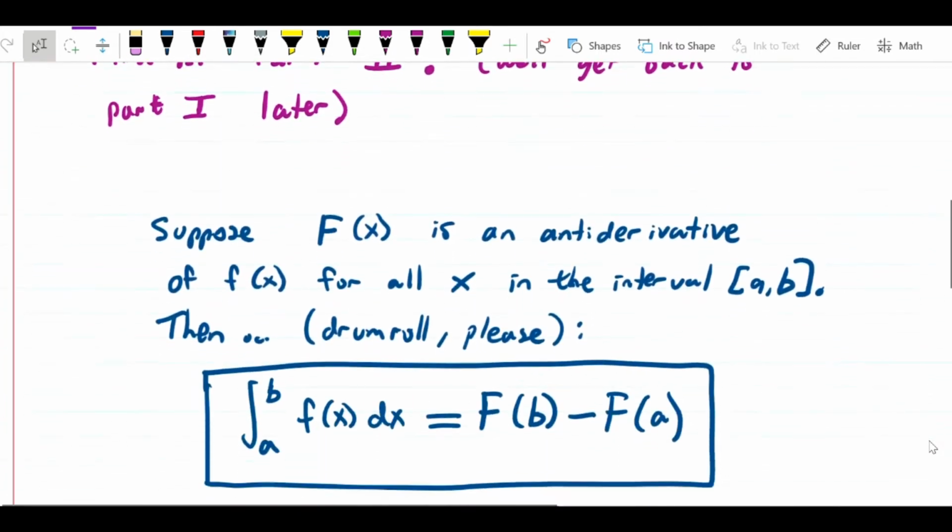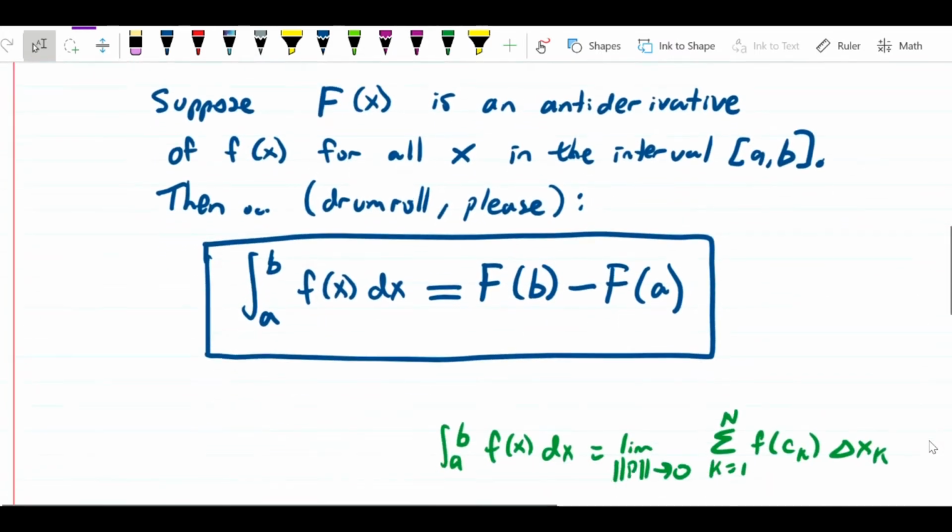Okay. So here is the statement of the fundamental theorem of calculus, part two. Let's suppose that capital F of x is an antiderivative of lowercase f of x. So capital F and lowercase f are different functions, but capital F is an antiderivative of lowercase f. And this is true for all x in the interval [a, b]. Then, drum roll please, we can state that the definite integral from a to b of f of x dx is equal to capital F of b minus capital F of a. This is a theorem that's remarkable.